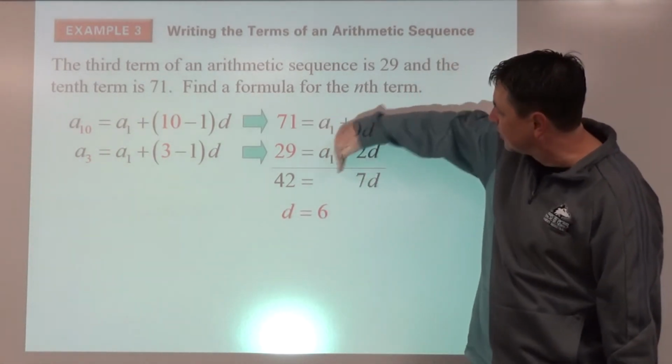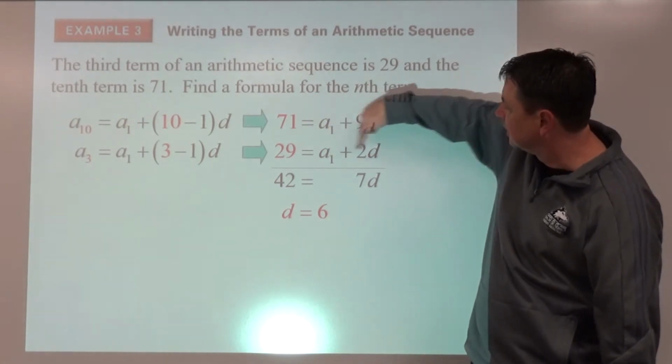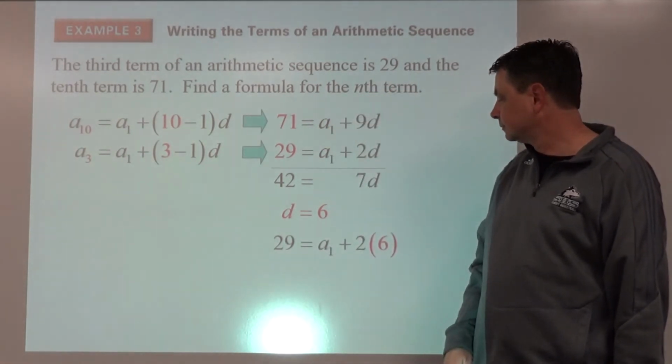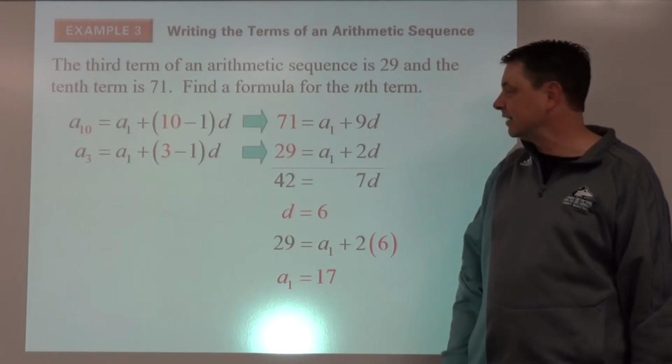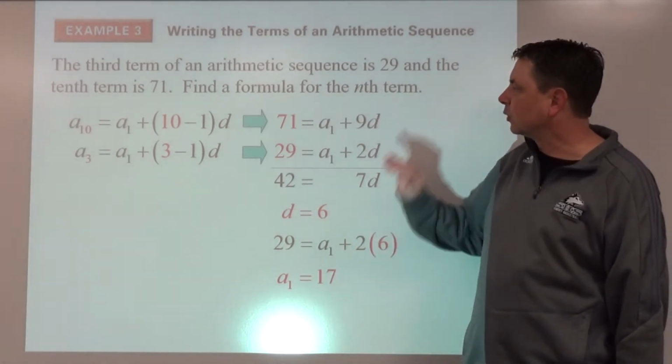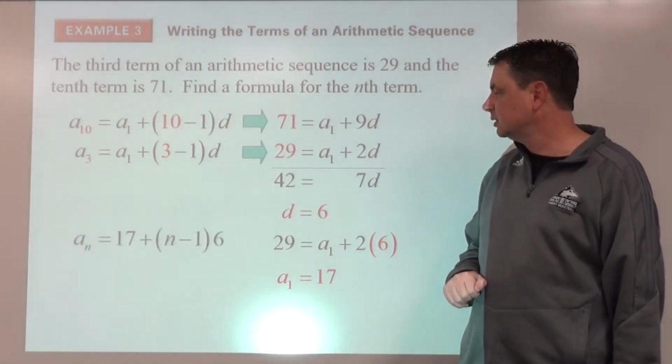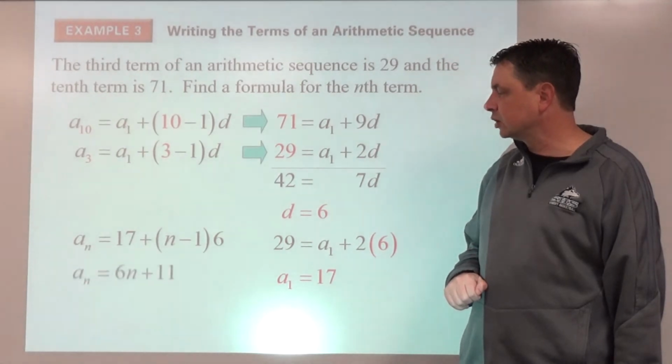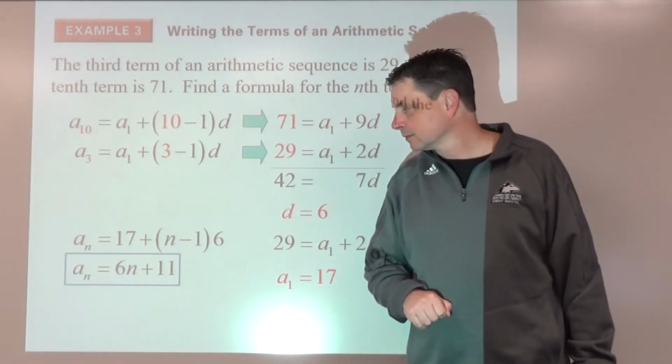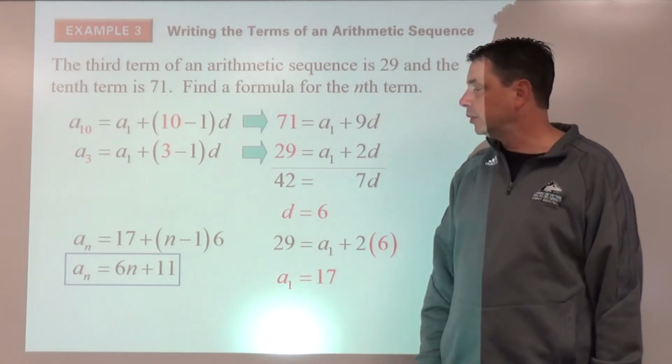And if we substitute that back into either one of these, we can find a sub 1. So a sub 1 is 17. So now we'll go back into the formula, distribute and combine like terms. A sub n equals 6n plus 11.